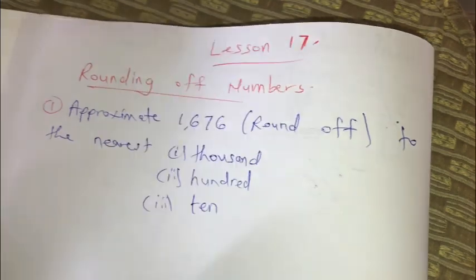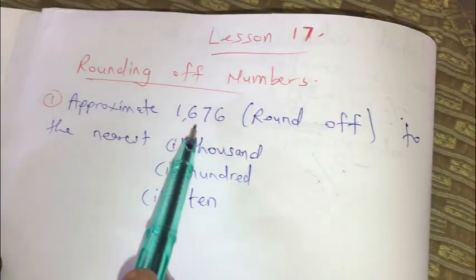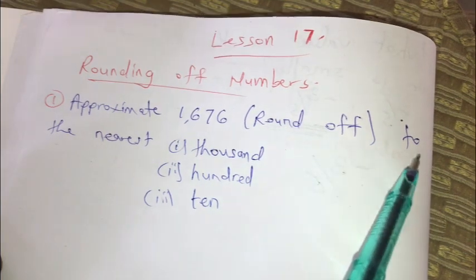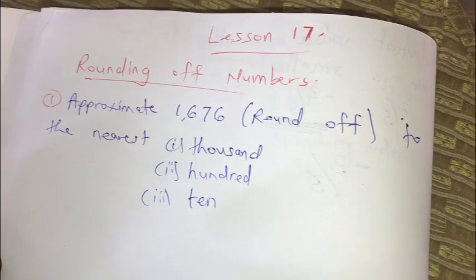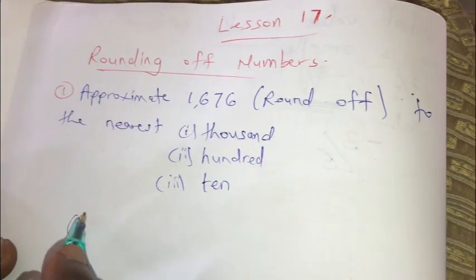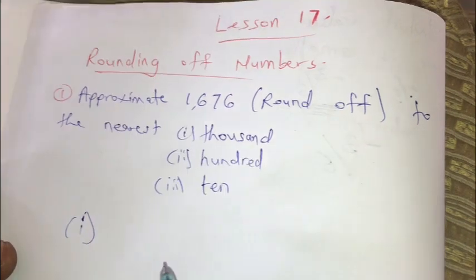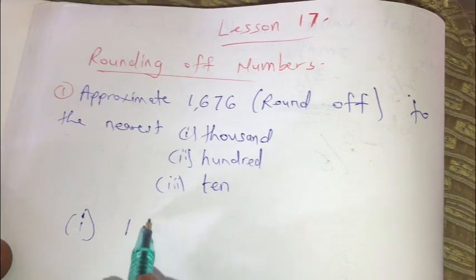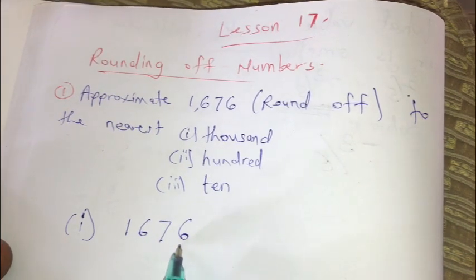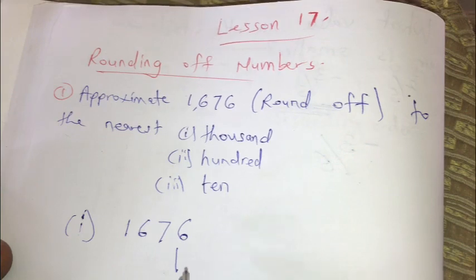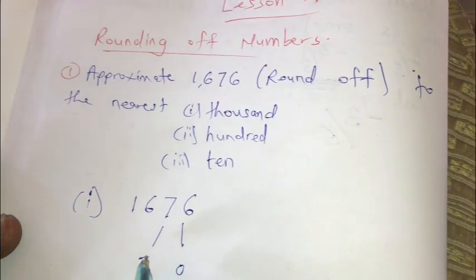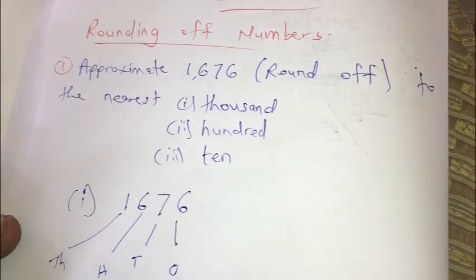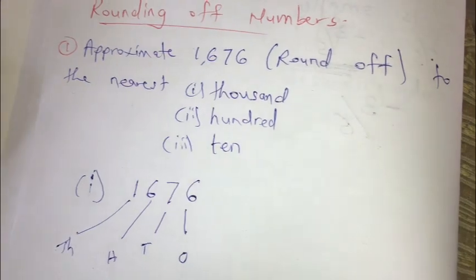Okay, so let's look at this question. Approximate 1676. That's round it off to the nearest 1000. For the first one, to the nearest 1000, you are going to check the number in the 1000 position. So 1676: this number is in the ones, this one is in the tens, this one is in the hundreds, and this one is in the 1000. So which number is in the 1000 position? That's 1.